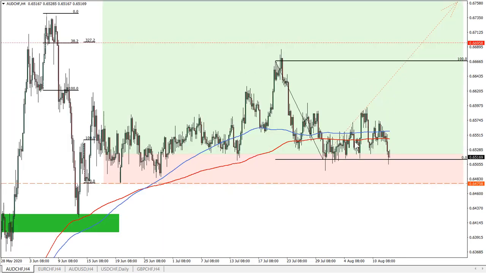And Australian Swiss franc, more or less at the entry, not much has been going on. Still range trading continues to go on. I do like this idea a lot, and we will stick to it for the time being.